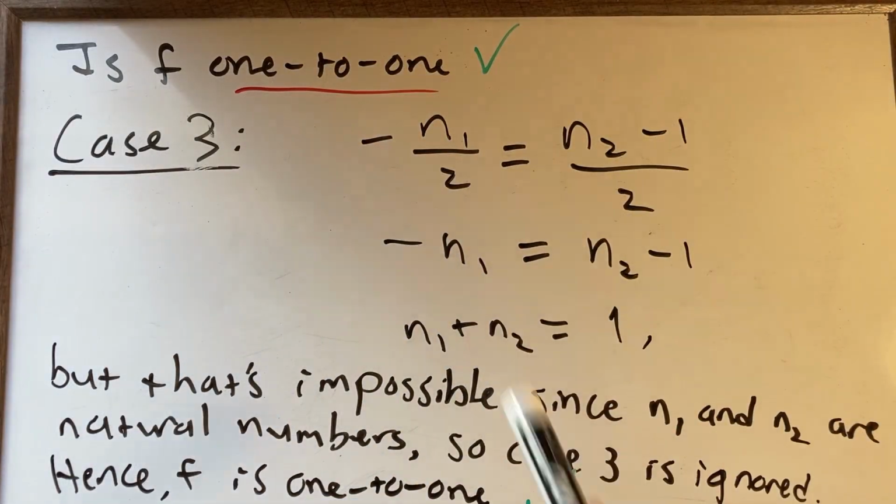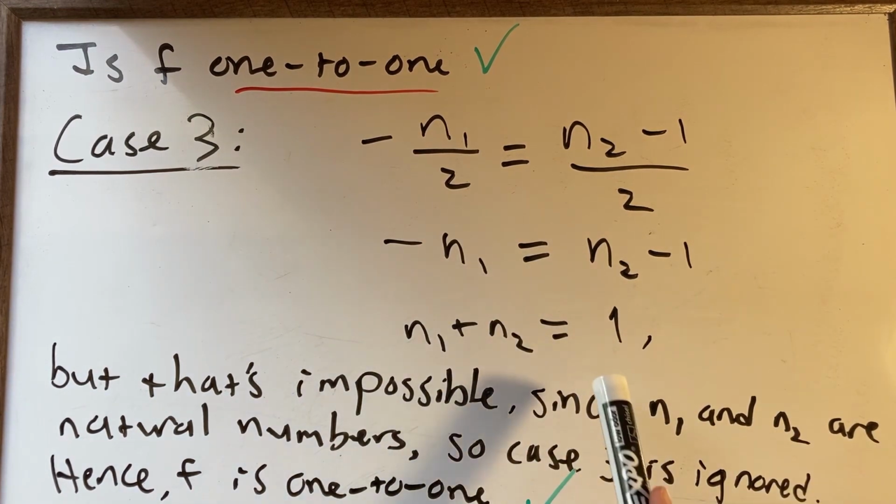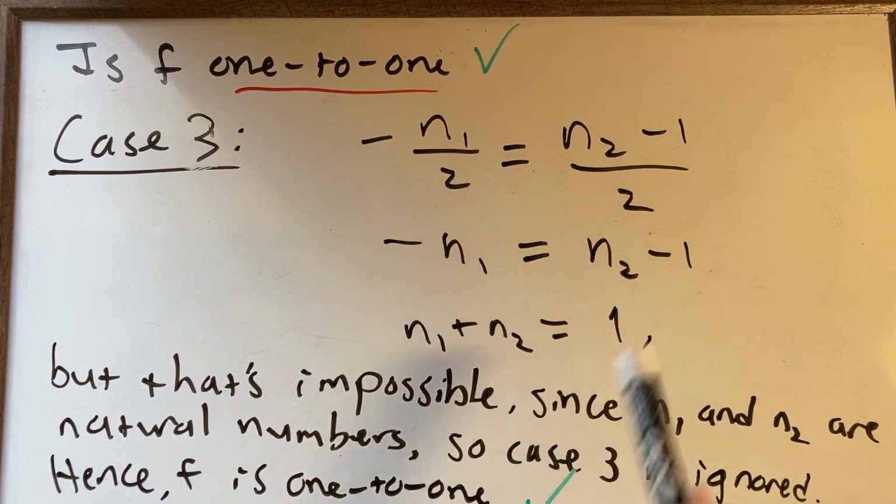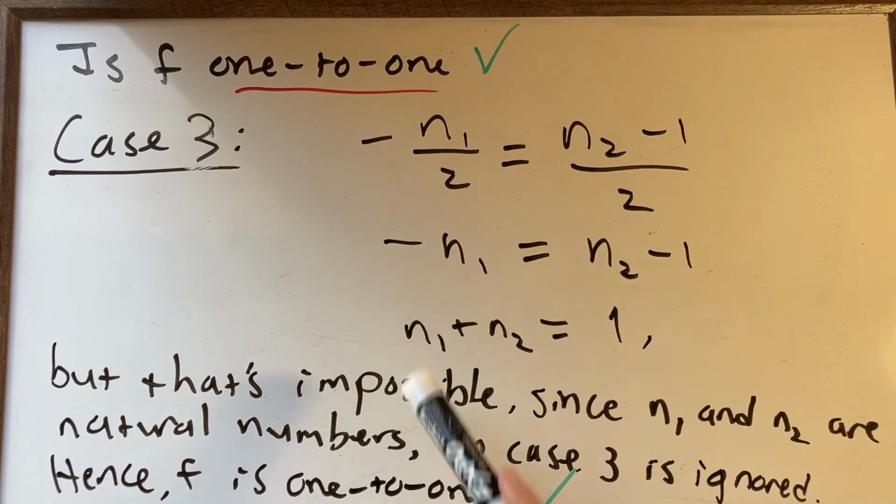So again, we do some algebra. We can cancel out those 2's, and then change sides, change signs, and get all the positives over here, and then that becomes a positive 1 on that side. n1 plus n2 equals 1. Now you might think, oh no, we've failed to show that n1 equals n2.